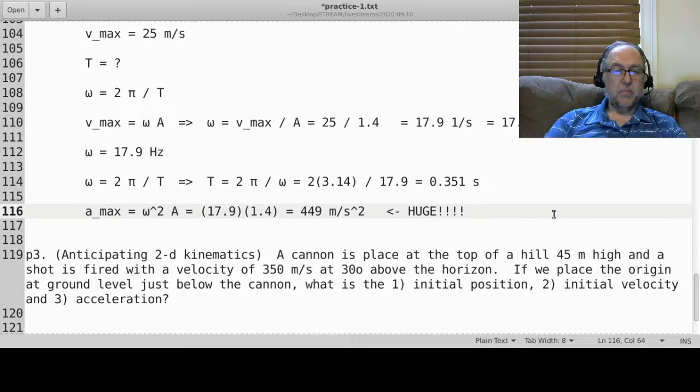And you might say, how do I know that it's big? Well, what can you compare accelerations to? A typical acceleration, one that you experience every day, is acceleration due to gravity, 9.8 meters per second squared, okay? And this is, let's see, 100, this is 50 times bigger. So that's like 50 G's, okay? So that's a huge acceleration.